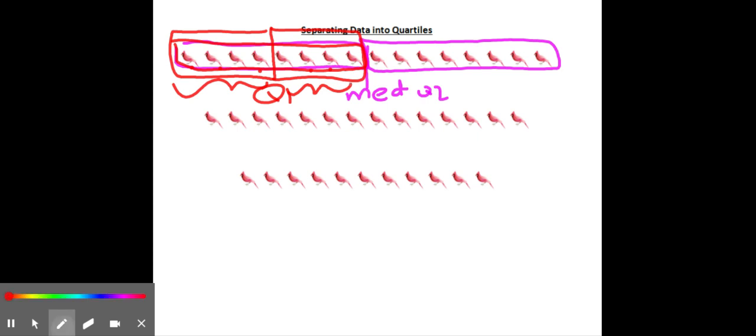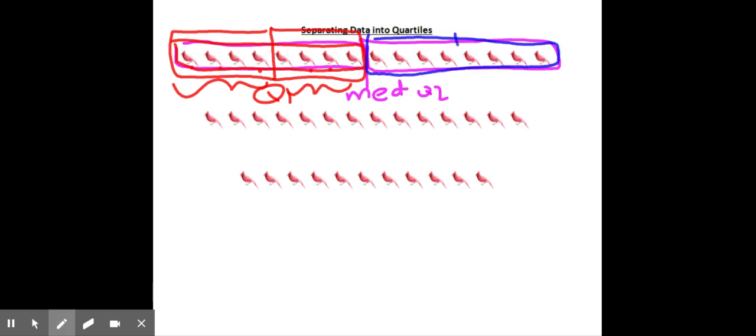Now the next step is we're going to separate the upper half of data. We take the upper half of data, there's 8 birds, and we're going to divide it into 2 equal parts. And this here would be quartile 3. So these spots are where your quartiles are. They're dividing the data into equal parts.